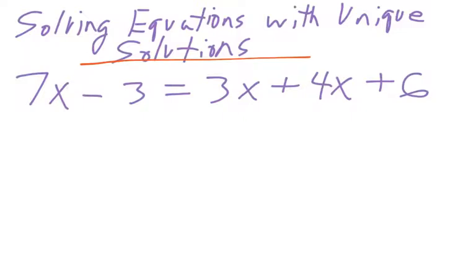So if we draw our line through the equal sign, the first thing we look to do is distribute, but there's no parentheses. So the second thing we look to do is combine like terms. On the left-hand side, we don't have any like terms, right? On the right-hand side, we have 3x plus 4x. That's going to be 7x.